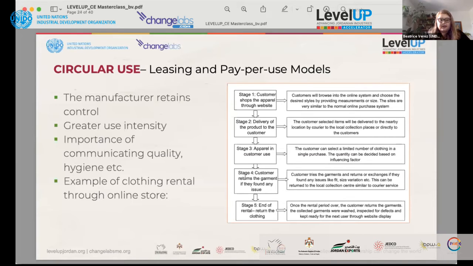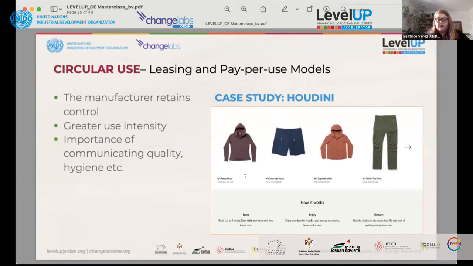So if we look at, for example, this company called Houdini, you can pick anytime from 1 to 3 weeks where you pick an item of clothing, then they return it, and the washing and the garment care is taken over by the company to be then re-put on their website. Now, if you are selling clothes online already via an e-commerce website and you have a returns policy, this may not be that difficult to implement. However, it does require much more thinking in terms of the logistics of it.